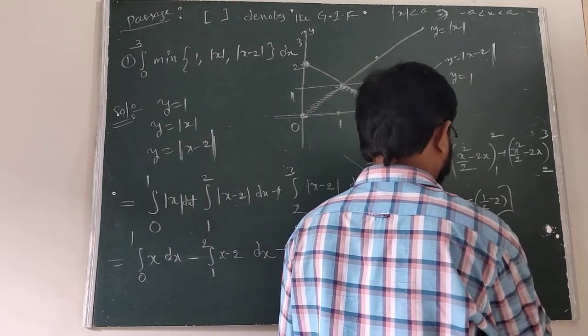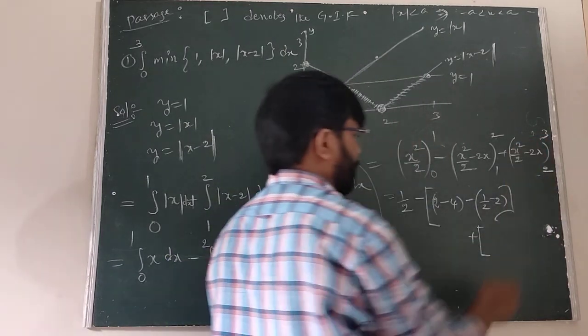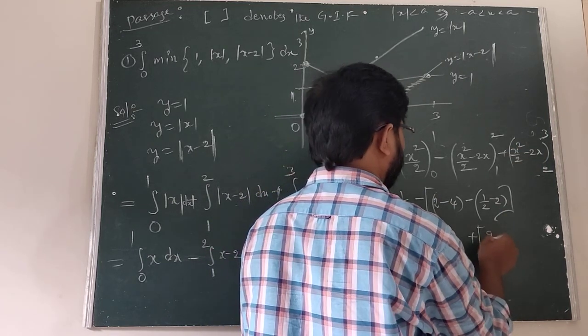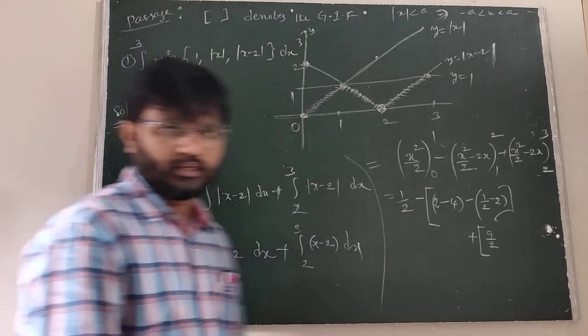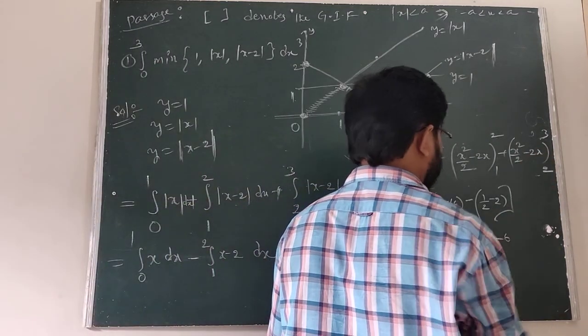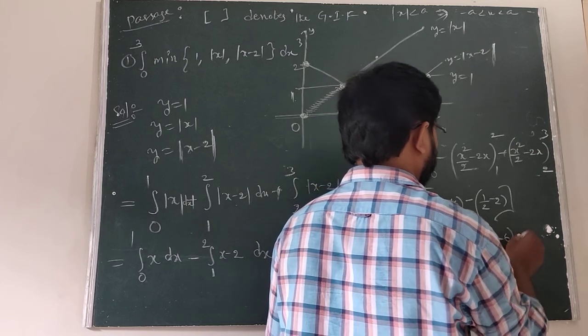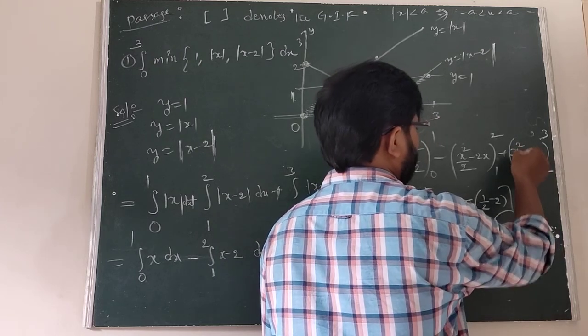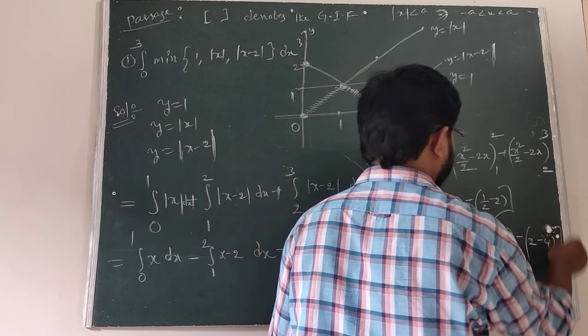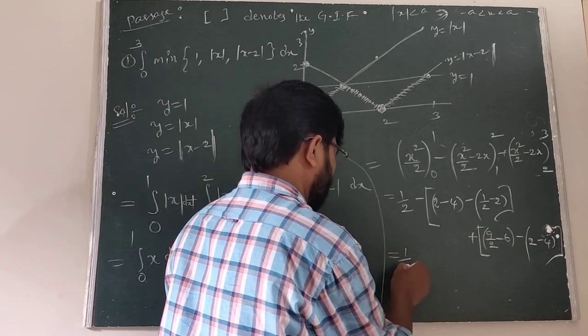After that, when we are taking the upper limit 3, 3 square by 2 is 9 by 2. Minus of 3 times 2 is 6. The minus of 2 square is 4 by 2, which is 2. This is minus 4. Is it clear? Now we can write 1 by 2.